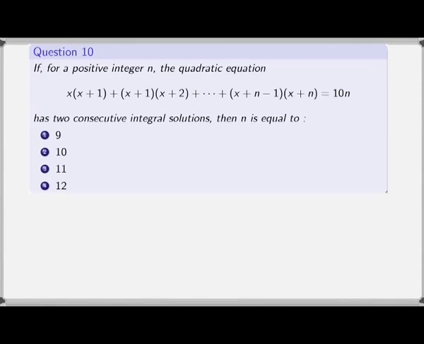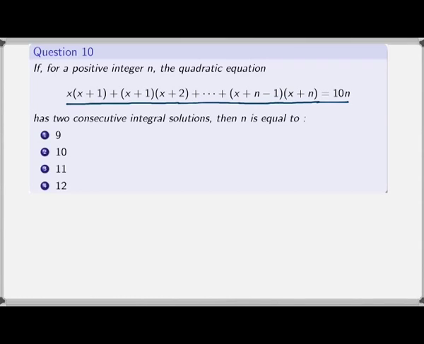This is our 10th question. For a positive integer n, let us consider the quadratic equation x into x plus 1 plus x plus 1 into x plus 2 plus up to x plus n minus 1 into x plus n is equal to 10n. We have to find out what is the value of n for which this quadratic equation is having two consecutive integer solutions. Now note that in the left hand side of this quadratic equation there are total n many summands.